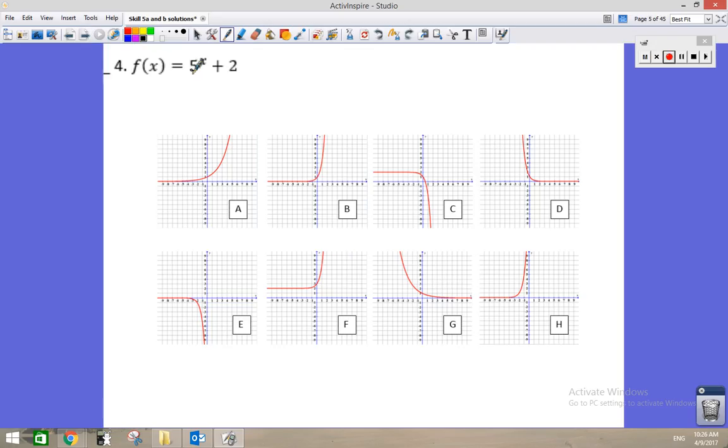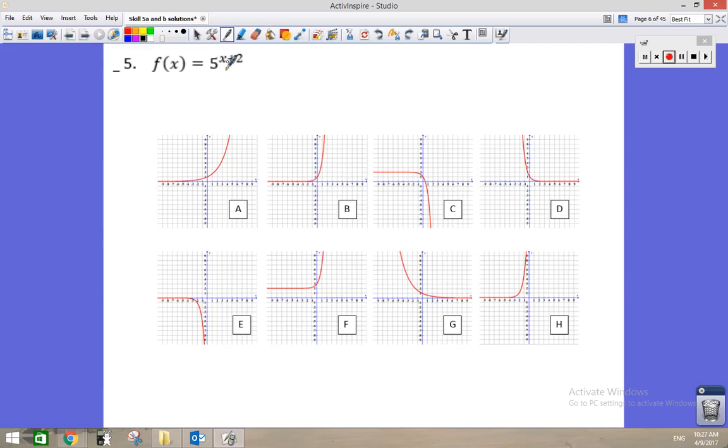So now we have this graph of b, the 5 to the x, and it's being lifted up 2 units. So this is a vertical shift up 2 units. This (0, 1) is now up at (0, 3). And the horizontal asymptote, instead of being the x-axis, is the line y equals 2. So it looks to be like this one right here in F, taking the graph of B and shifting it up 2 units.